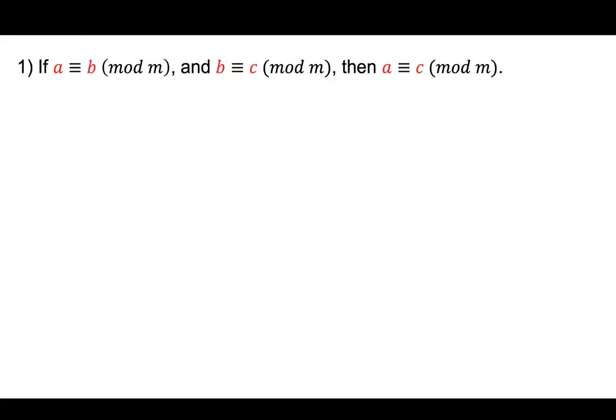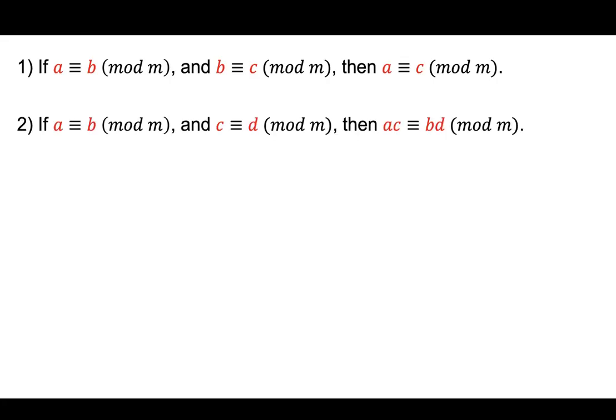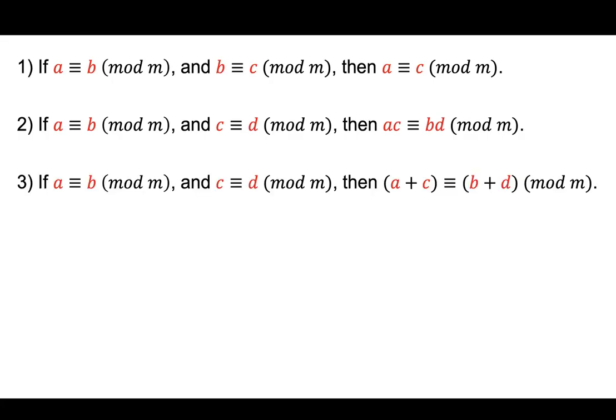Let's now look at some properties that can help us do this kind of arithmetic. Property 1 states that if a is congruent to b modulo m and b is congruent to c modulo m, then a is congruent to c modulo m. 2. If a is congruent to b modulo m and c to d modulo m, then you can just multiply the corresponding sides of the equations and the result will still be congruent modulo m. Point 3 has the same idea but with addition.